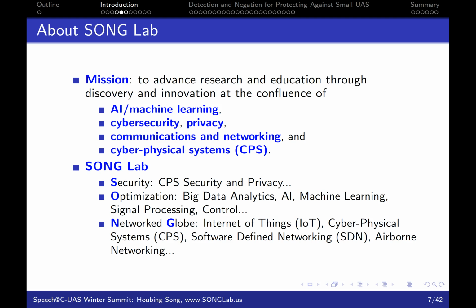So here, S denotes security, we conduct research on cyber physical system security and privacy. O denotes optimization. We conduct research on big data analytics, AI, machine learning, signal processing and control. N and G denotes networked group. We conduct research on Internet of Things, cyber physical systems, software-defined networking, airborne networking, such like that.